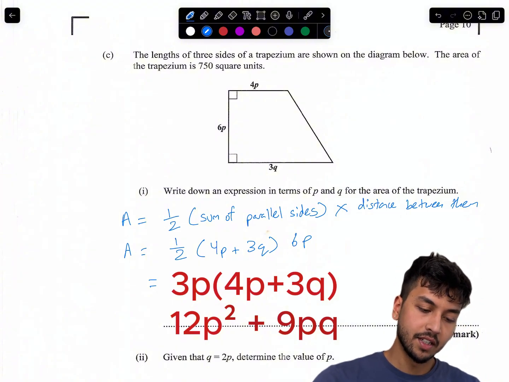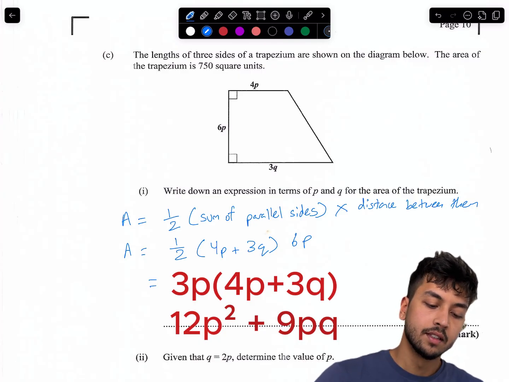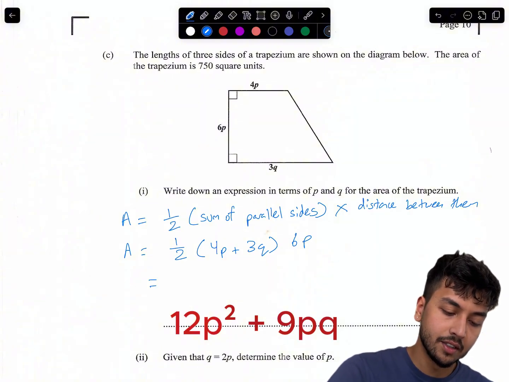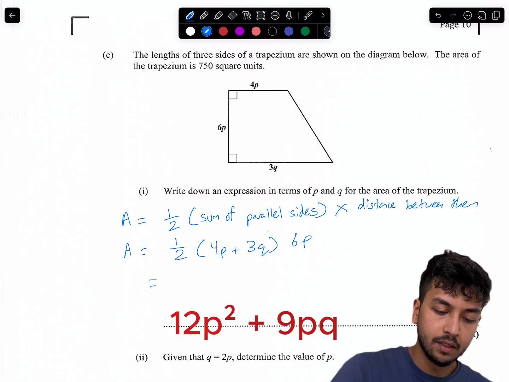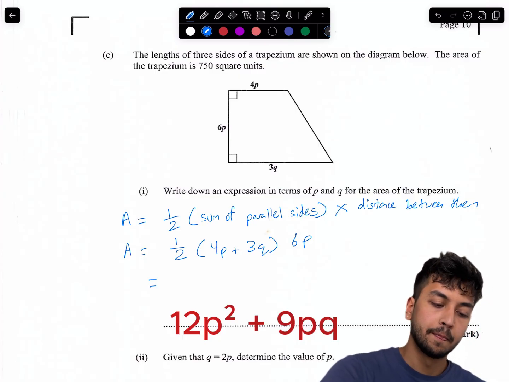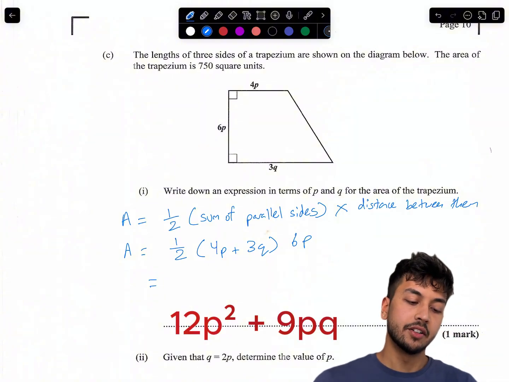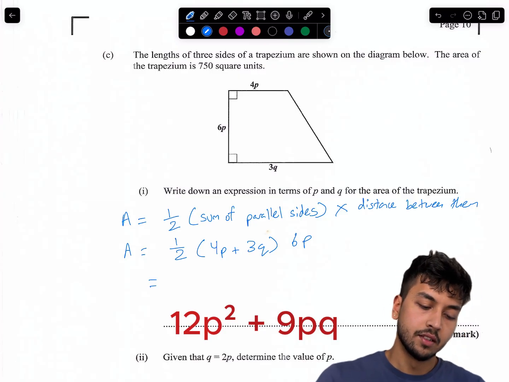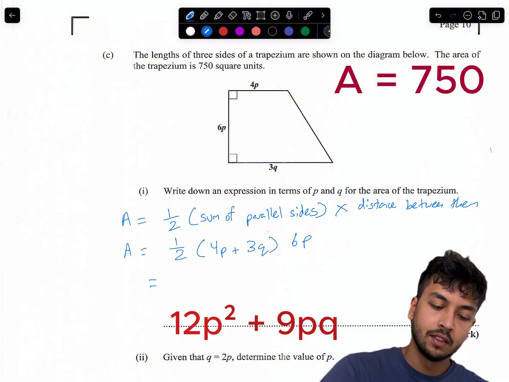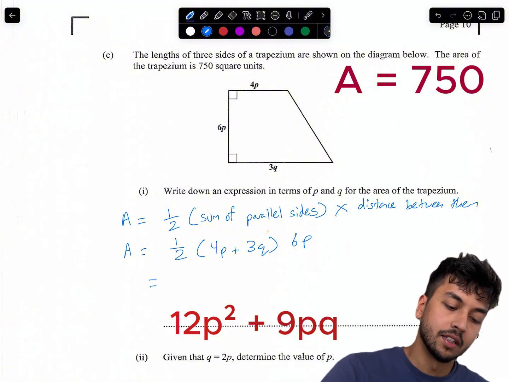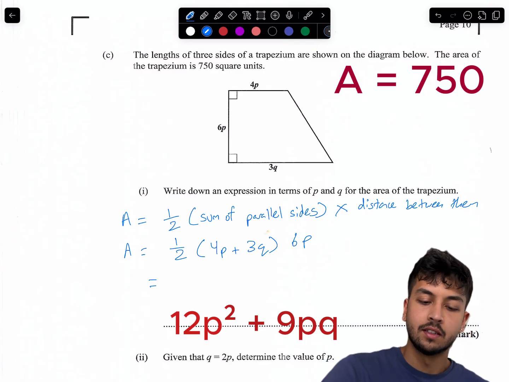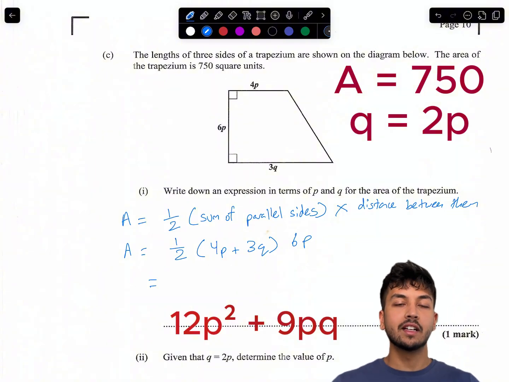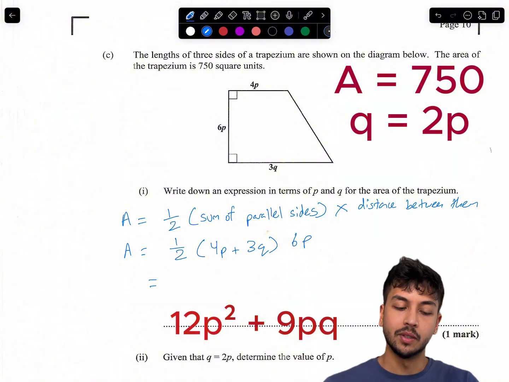Then the next question says, given that q equals 2p, determine the value of p. So we already know from what we just found out that the area is 12p squared plus 9pq. And at the top, they say that the area is 750 units squared. So we know that A equals 750. And they're saying here also that q equals 2p, right? q equals 2p. So now, with that information, in order to solve for p, we need to get rid of everything except p. That should be the only variable left in our equation.